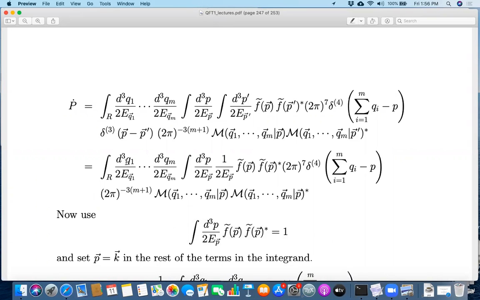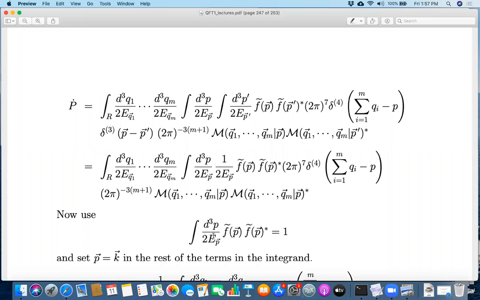So let's see what I have done here. I have just removed this and set p prime equal to p everywhere, removing the p prime integral. So this becomes 2Ep, for example, instead of 2Ep prime. And this M has now both arguments p, instead of one p and one p prime. And now I'm going to use the fact that f of p is a sharply peaked function, so that whenever there is a p, I can replace it by k, except of course in the product f tilde times f tilde star, because both are rapidly varying functions. So I'll separate this out.